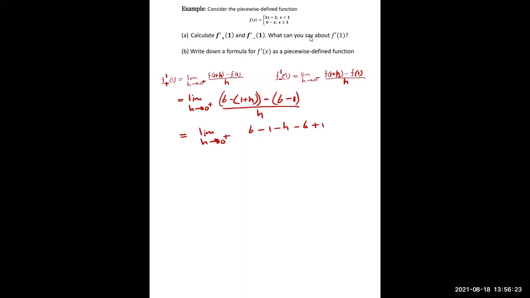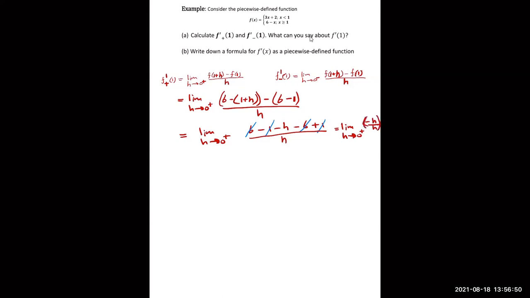Now, as you can see, we have a bunch of cancellations. These two will be cancelled. These two will be cancelled, minus 1 plus 1. Don't forget the h in the bottom, okay? So now this is equal to the limit as h approaches 0 from the positive side of minus h divided by h.